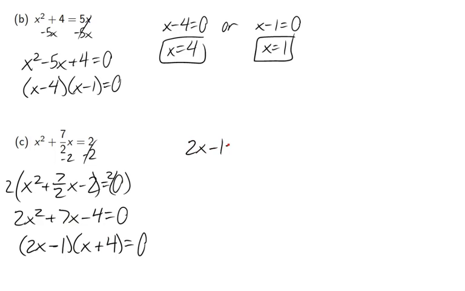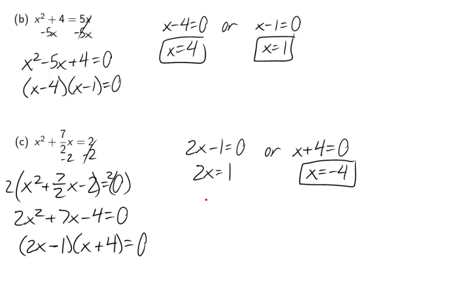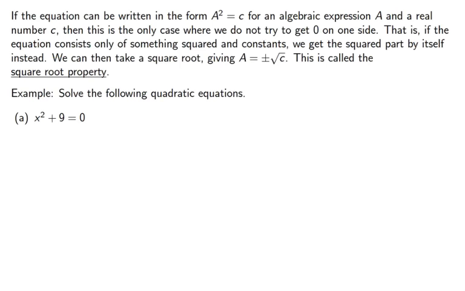So we have 2x minus 1 equals 0, or x plus 4 equals 0. On the right, x equals -4. And on the left we get 2x equals 1 by adding 1 to both sides. So x is equal to 1/2. That solves this one. Those are my two solutions for this particular equation. That's the method of using factoring to solve an equation.